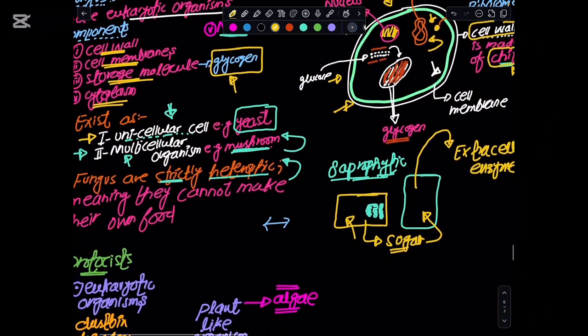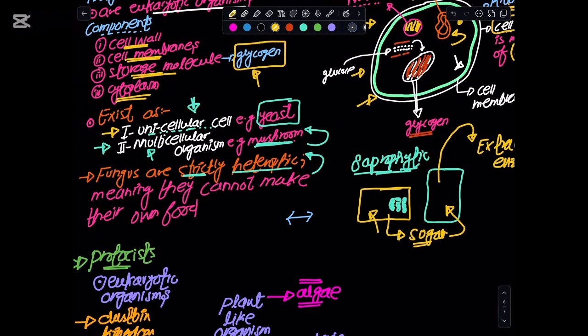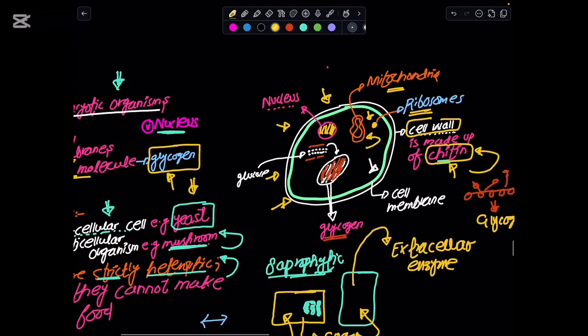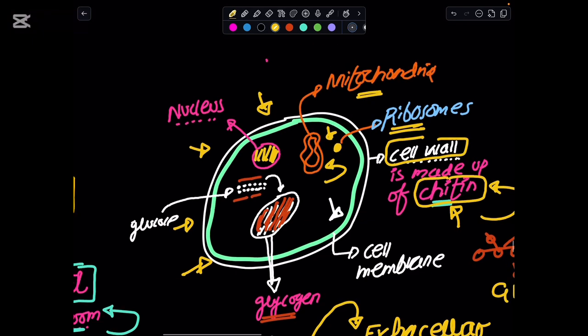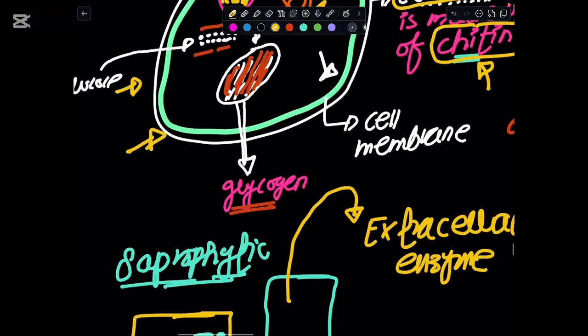Now, among the multicellular ones, as I have mentioned earlier, are the mushrooms, so they are not to be discussed much. You just have to remember the structure of this unicellular fungus, which was yeast, with the cell wall, the nucleus, the cell membrane, the ribosome, the cytoplasm, and the storage molecule, which was glycogen.